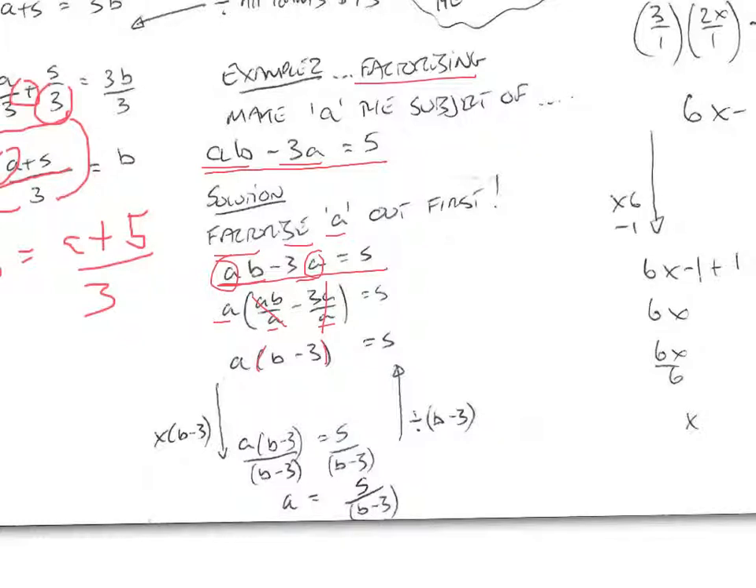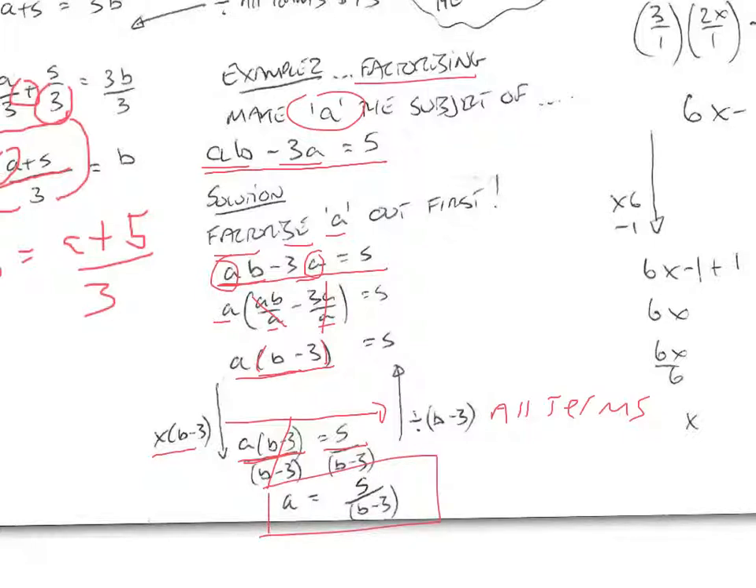Now we can examine what's happening to a, because it is a that we're seeking to make the subject of the formula for. So what's happening to a? Well, a is being multiplied by b minus 3. So if that's the case, we're going to divide all terms by b minus 3. So we rewrite our equation here. A times b minus 3 equals 5, and we'll divide both terms by b minus 3. They'll cancel, and that will mean that a is equal to 5 over b minus 3.